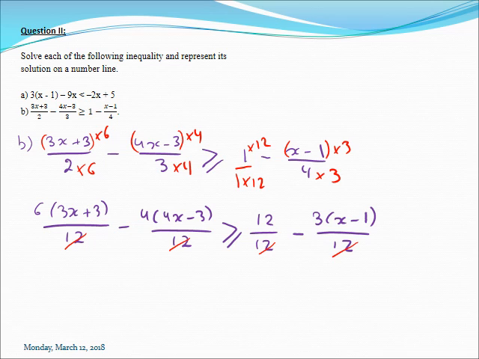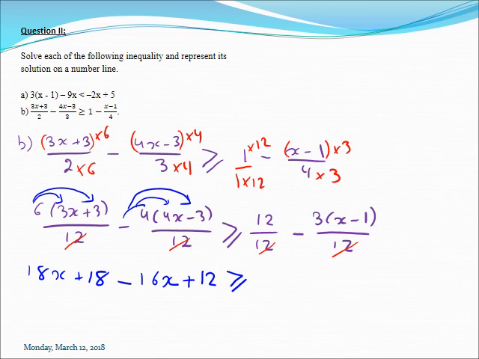Same denominator, we remove it. 6 multiplied by 3x and 6 multiplied by 3, 18x plus 18, minus 4 multiplied by 4x, minus 4 multiplied by minus 3, minus 16x plus 12, greater than or equal 12 minus 3 multiplied by x minus 3x, minus 3 multiplied by minus 1 plus 3. X alone and numbers alone.